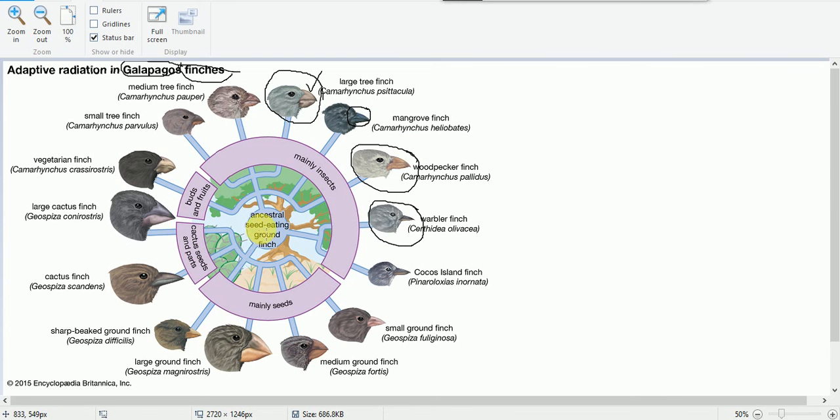But you must know that these finches have evolved from a common ancestor. These finches have a common ancestor, but due to ecological adaptation to the environment, they have developed different types of finches, as you see here, the large ground finch.